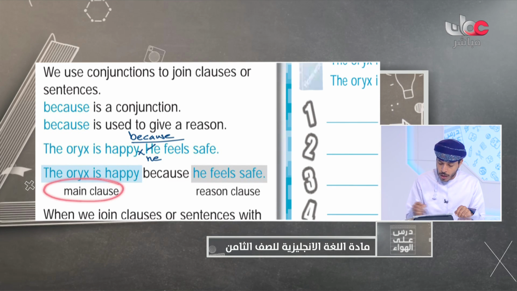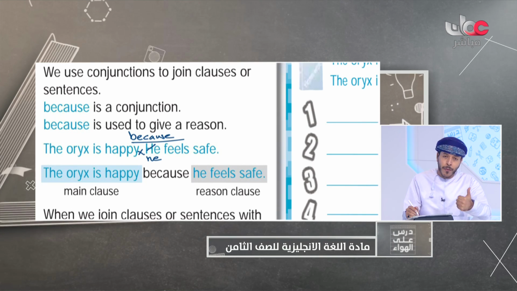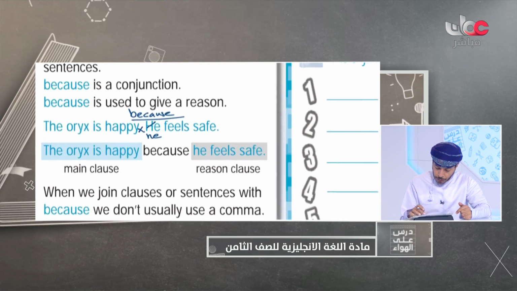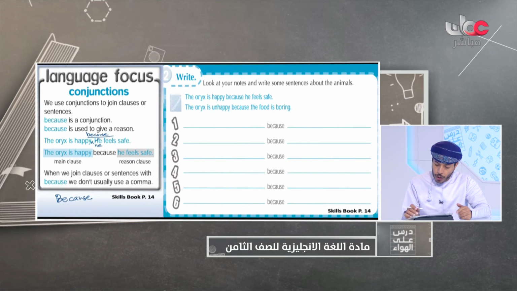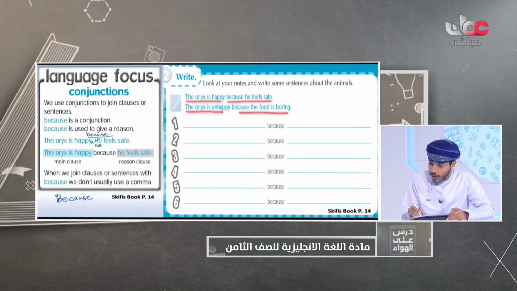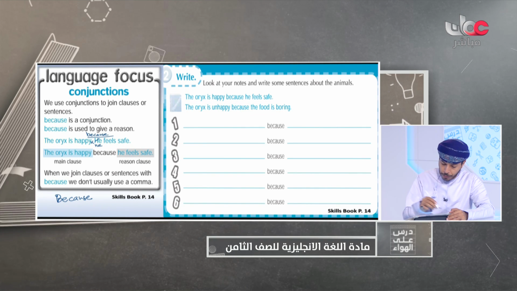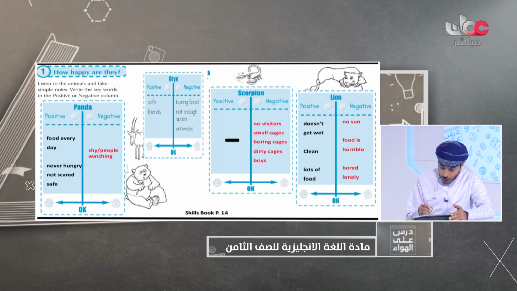We have the main clause and we have the reason clause. And we said that clauses are like sentences. They have subjects and verbs. When we join clauses or sentences with because, we don't usually use a comma. So there is no comma. Good? No comma. So here we can develop different sentences. The oryx is happy because he feels safe. The oryx is unhappy because the food is boring. Good?